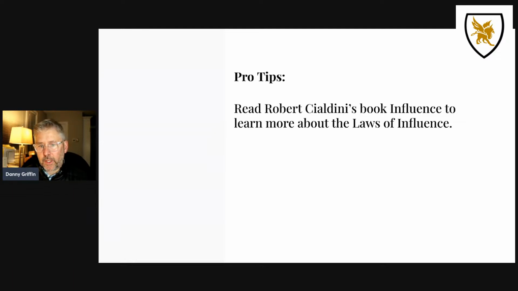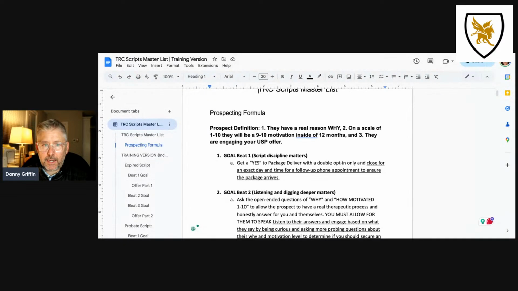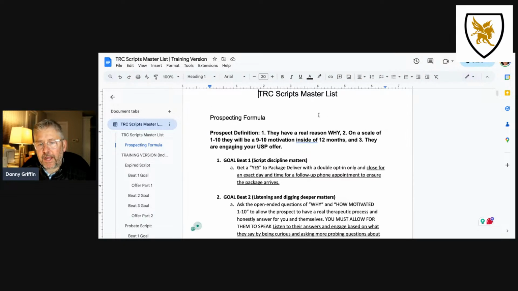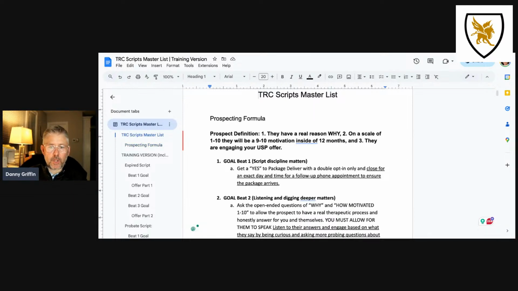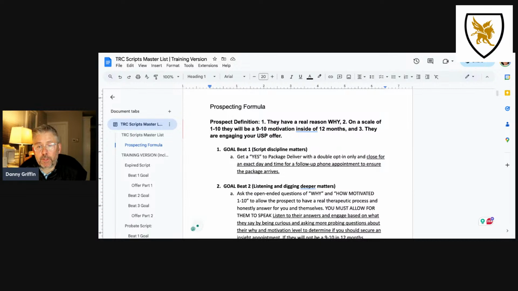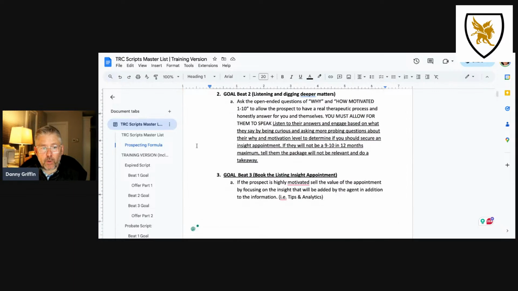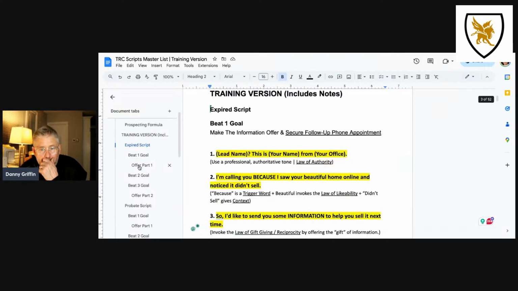Okay. So in our coaching program, in case you're just a visitor here tonight, to give it some context, we define prospects to remind people how stupid simple it is: these people have a real reason why, on a scale of 1 to 10 a 9 to 10 motivation inside of 12 months, and third, that they're engaged in a unique selling proposition. So when we go to make this offer, for example, to an expired, we want them to be engaging this, right? We're not looking to try to hard sell.